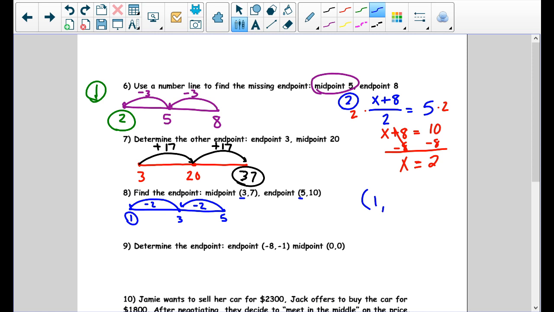And now I need to do the same thing for my y values. So I'm going to draw my picture. Again, midpoint is 7. Endpoint is 10. Again, it's going to be to the right because it's bigger. I'm going back. 10 minus what gives me 7? 10 minus 3 is 7. So 7 minus 3 is 4. My y value is 4, so my endpoint is 1, 4. I'm not even going to show you the other process because you do this twice.